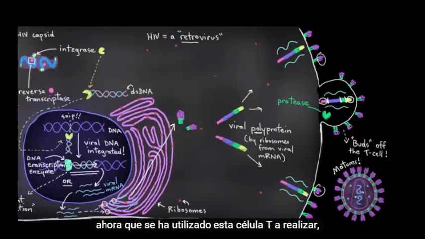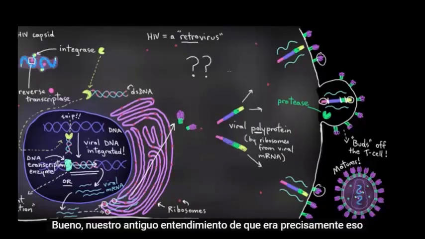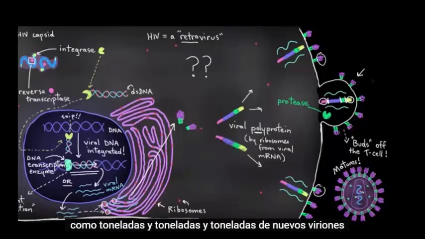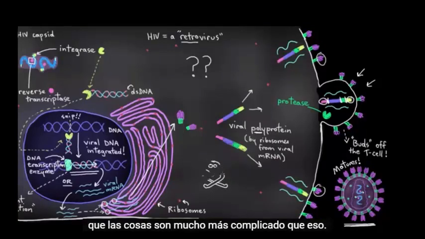Now that it's used this T cell to be made, it's ready to go on and infect other cells, particularly, of course, T helper cells. But what happens with this T helper cell that was infected? Well, our old understanding of it was just that as tons and tons of new virions budded off of our infected T cell, all of that budding off would actually kill our T cell. But recently it's been discovered that things are a lot more complicated than that.